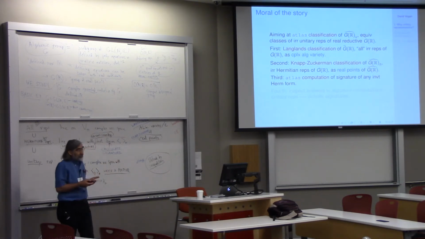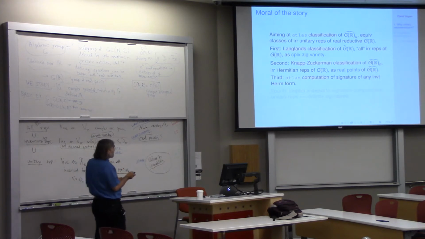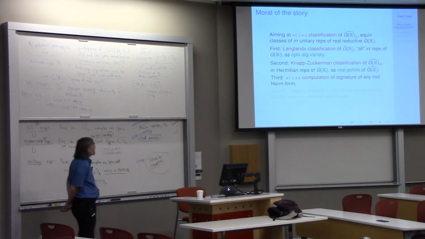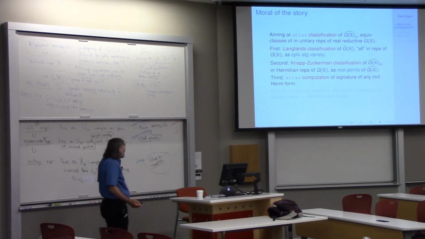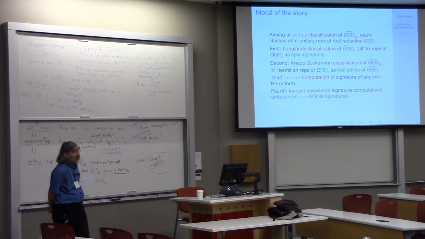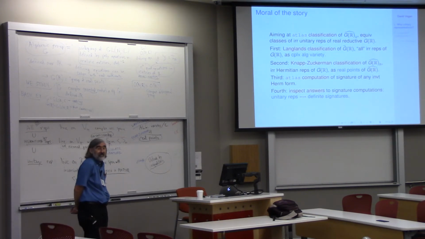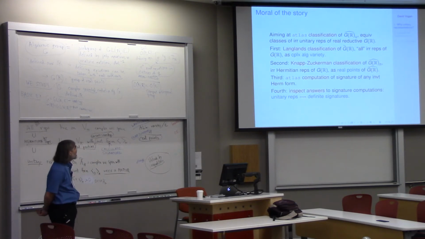And third, I'll tell you about how Atlas computes the signatures of these invariant Hermitian forms. And the last thing is to look at the answers to these signature computations and see when the signatures come out to be definite. That's the story.